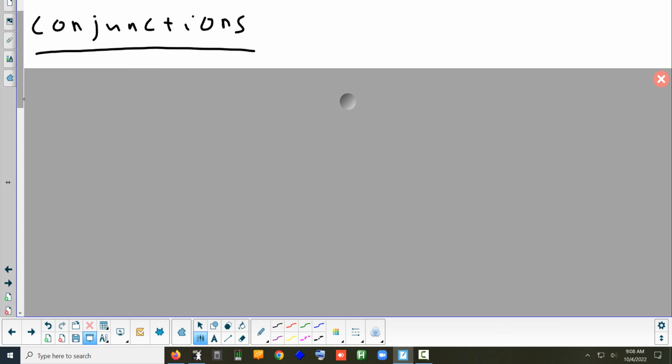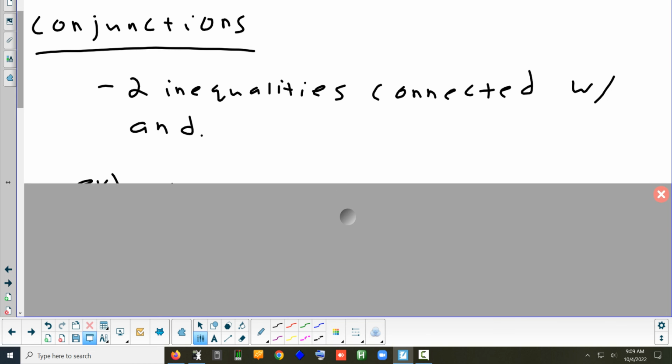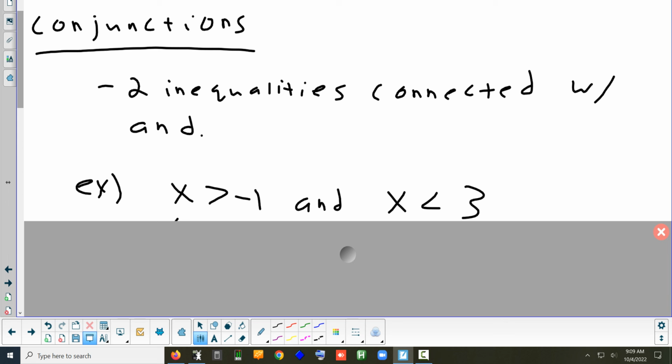So one special type of inequality that you can have is a conjunction. And that's when you have 2 inequalities connected with the word and. This type of inequality usually ends up meaning between. Like if I said to you, pick a number that's greater than 0 and less than 10. Effectively, what I'm telling you is to pick a number between 0 and 10.